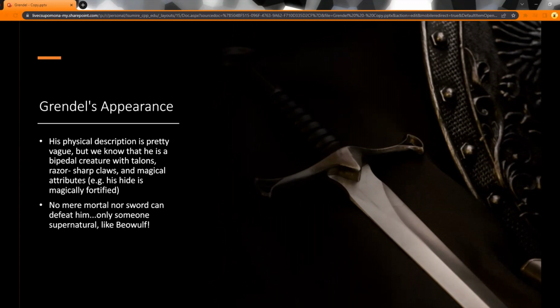It's believed that his skin was magically fortified because the Danish people tried to kill him with their swords, but the swords literally bounced right off of him. And so it's implied that Grendel has this magical barrier that protects him from the Danish people. And so no mere mortal man nor sword can touch Grendel. We need someone supernatural, someone with the strength of 30 men, if you will, someone like Beowulf.